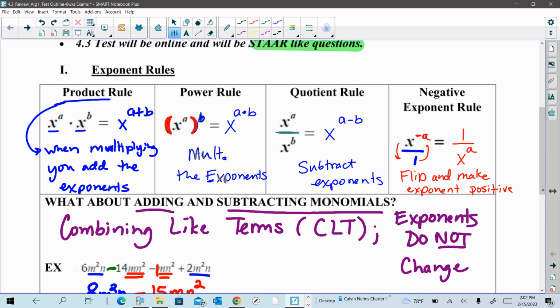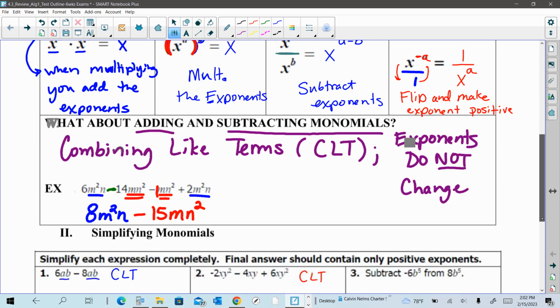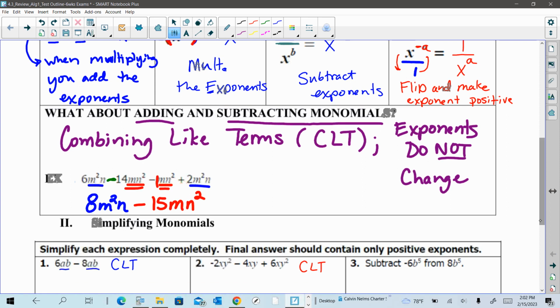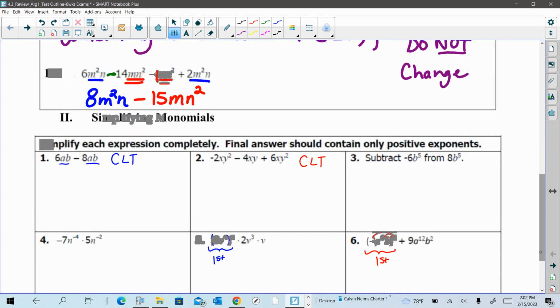And then combining like terms, we've done that all year. I gave you an example of that. Make sure you do not change your exponents with that. So I'm going to go over a couple of these. Just make sure you understand. We did a couple of these in class.